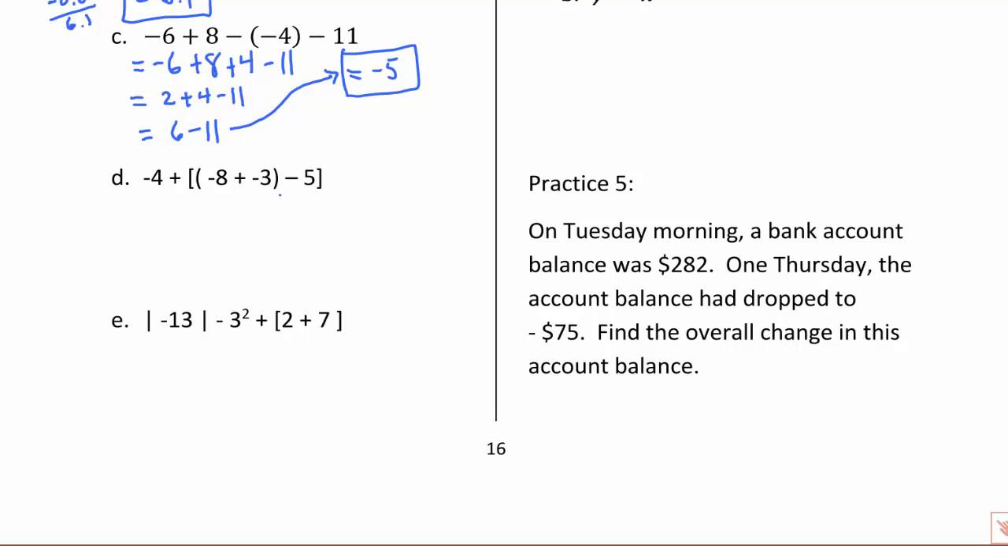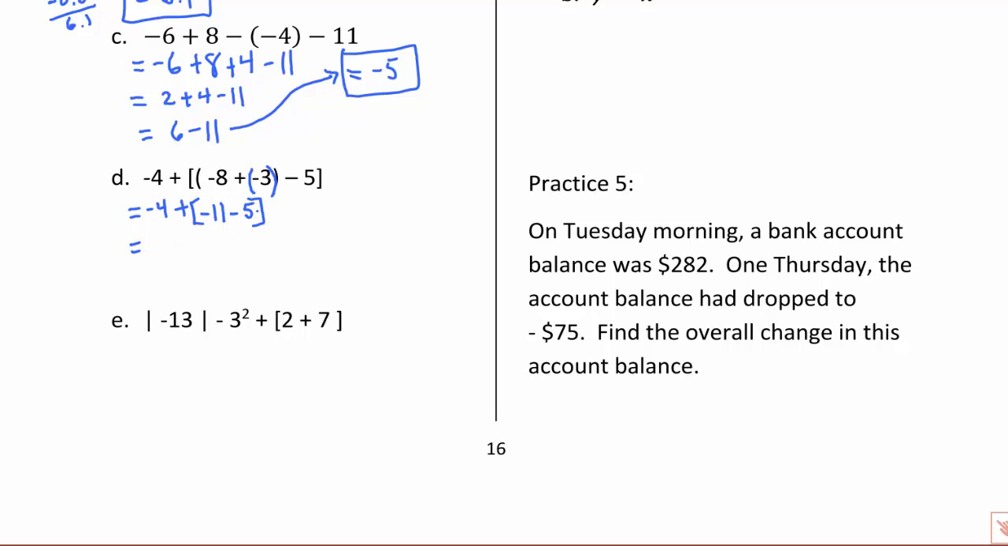Now if we look at letter D here, we have to be very careful because, first of all, you can think of that as a parentheses extra in there. But we have a big parentheses and then we have a smaller parentheses, so I need to do the parentheses within the parentheses before we do anything else. So this is going to make this negative 4 plus big parentheses. Now negative 8 plus negative 3. They're the same sign, so we add them. 8 plus 3 is 11, and I use the sign that it says. So it's negative 11. So I get negative 11 minus 5 inside this parentheses.